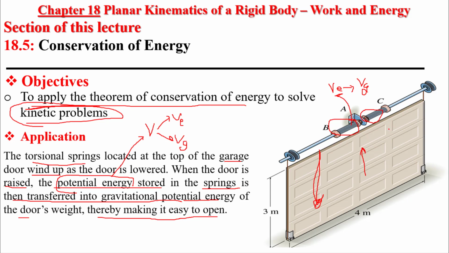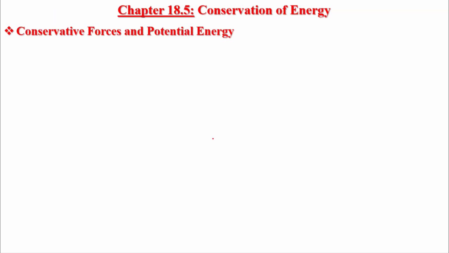Now, when the door reaches the highest point, and then we want to lower it down, the gravitational potential energy starts to convert again into elastic, and so on. So here we can say that the energy is conserved. Energy changed its form from one shape to another, but it will not be lost to the surroundings.